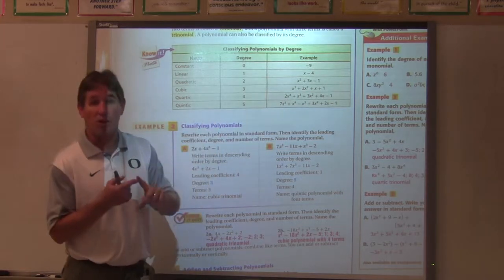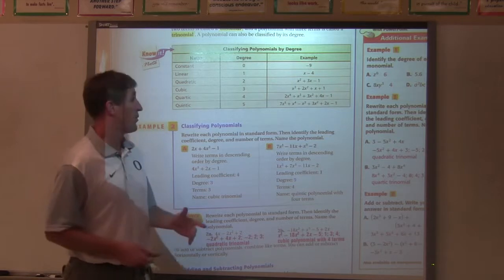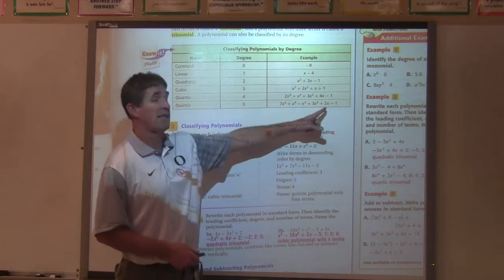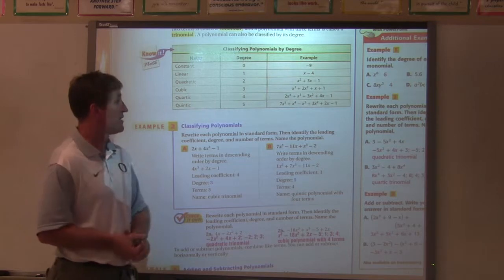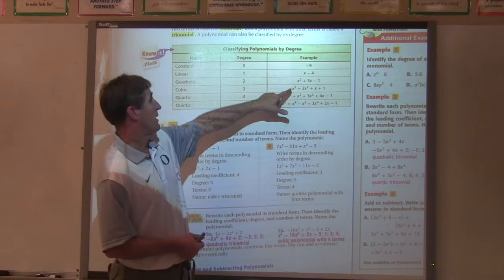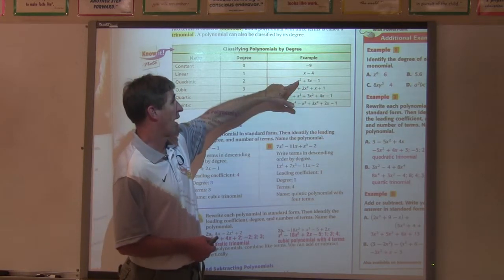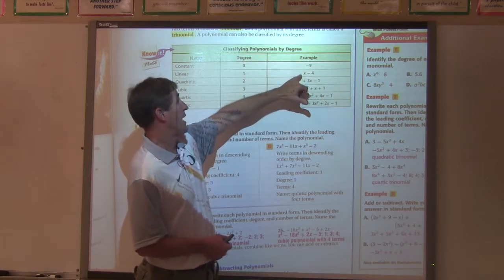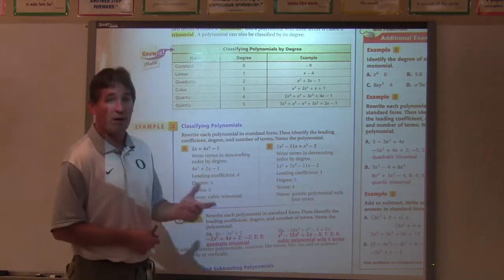Now, if it's one term, you say monomial, 2 terms binomial, 3 terms trinomial. If it's more than 3, like on this one, you would just say a quintic polynomial with 6 terms. So if it's more than 3, just say polynomial with and then how many terms it has. So this would be a quartic polynomial with 5 terms. This would be a cubic polynomial with 4 terms. This would be a quadratic with 3 terms. Excuse me, quadratic trinomial. This would be a linear binomial, and this would just be a constant monomial.